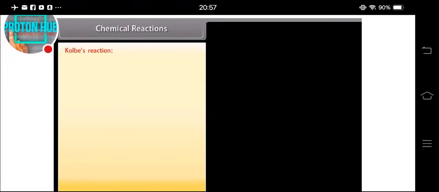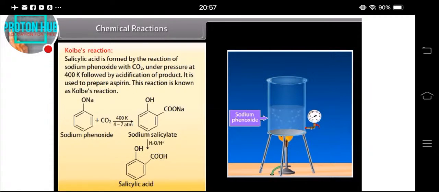Kolbe's reaction. Salicylic acid is formed by the reaction of sodium phenoxide with carbon dioxide under pressure at 400 Kelvin, followed by acidification of product. It is used to prepare aspirin. This reaction is known as Kolbe's reaction.